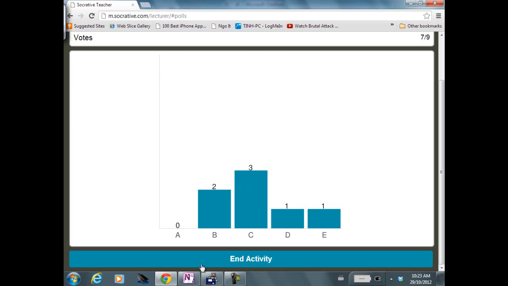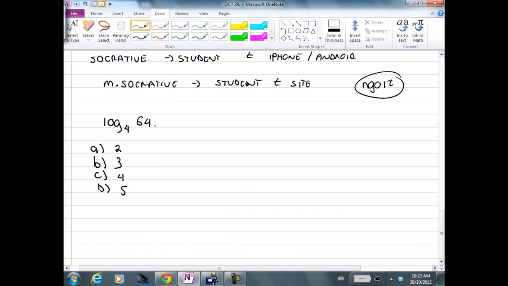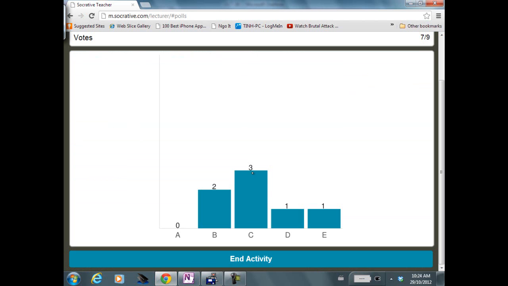A is 2. B is 3. C is 4. So 2 people voted for B. 3 people, this is like Who Wants to Be a Millionaire. Who voted for what? See? I don't know who's right, who's wrong yet. We're going to figure it out.